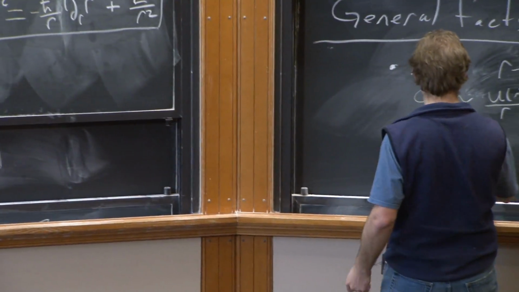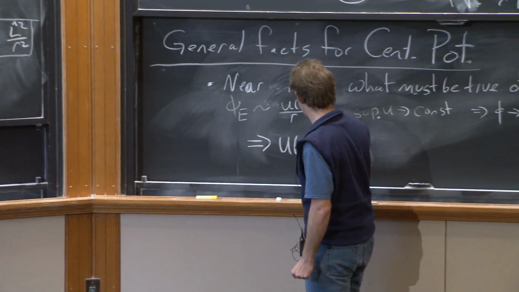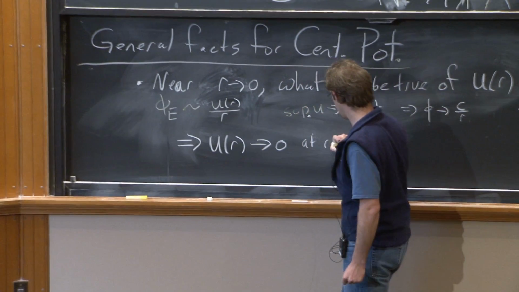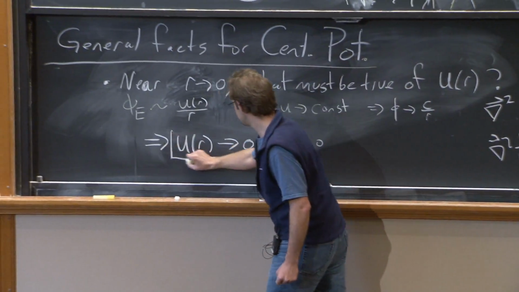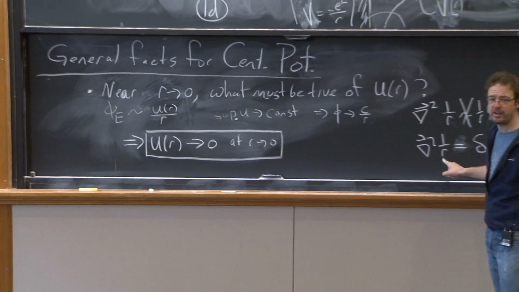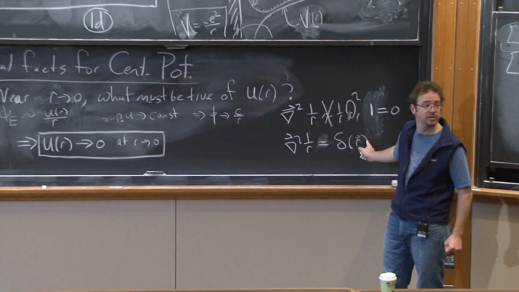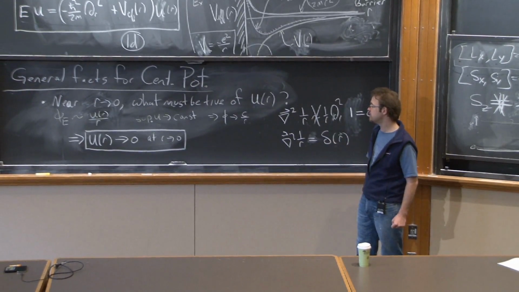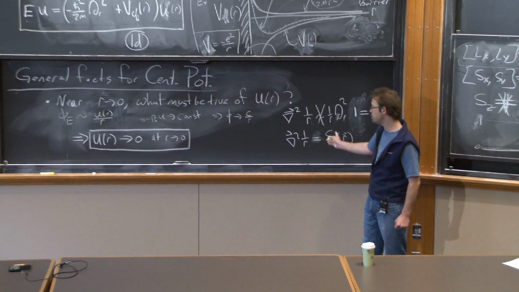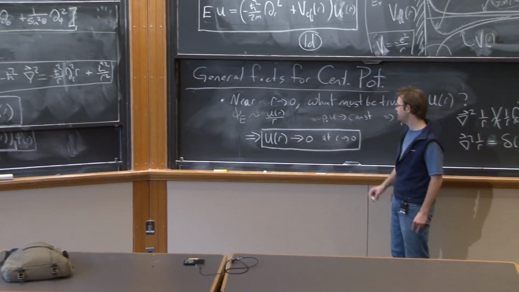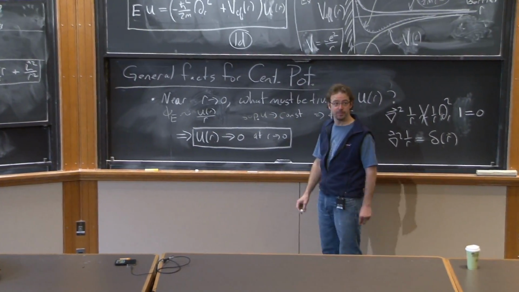So u of r must go to 0 as r goes to 0. Because if it goes to a constant, any constant, we get a bad divergence in the energy. In particular, if we calculate the energy, we'll discover that the energy is badly divergent if we don't have u going to 0.